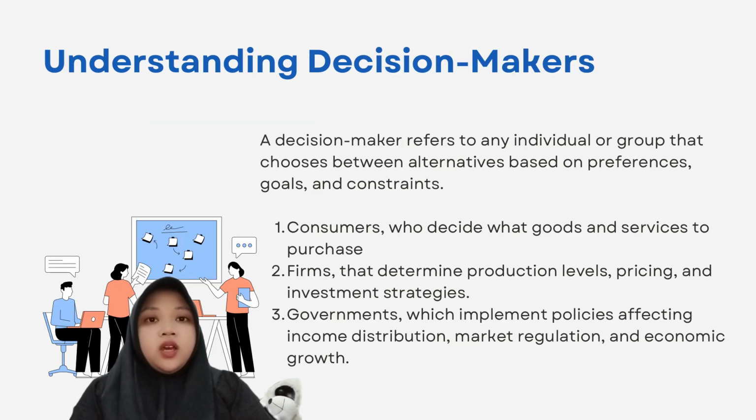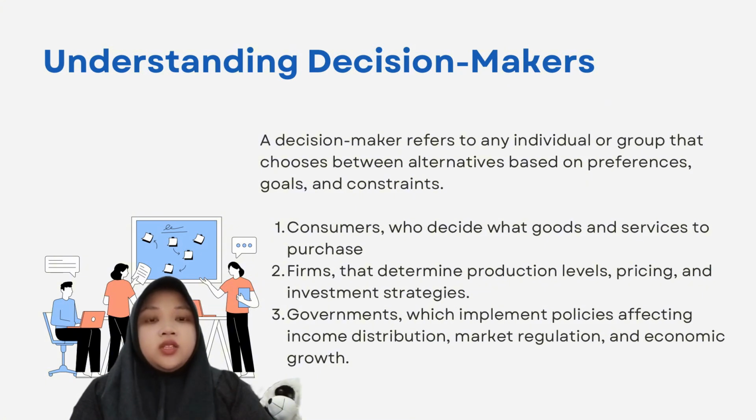Understanding decision makers. A decision maker refers to any individual or group that chooses between alternatives based on preferences, goals, and constraints. Customers decide what goods and services to purchase. Firms determine product levels, pricing, and investment strategies. Government implements policies affecting income distribution, market regulation, and economic growth. These decisions can be based on rationality, where actors weigh costs and benefits to maximize utility or profit.